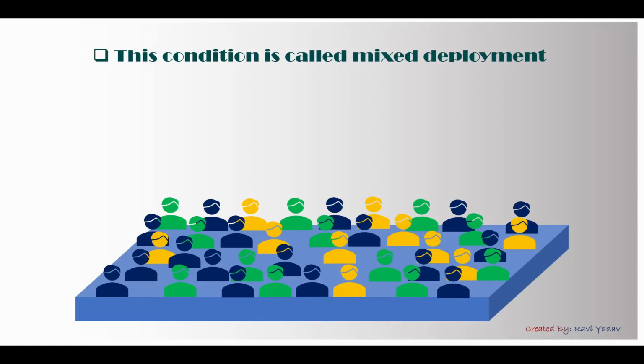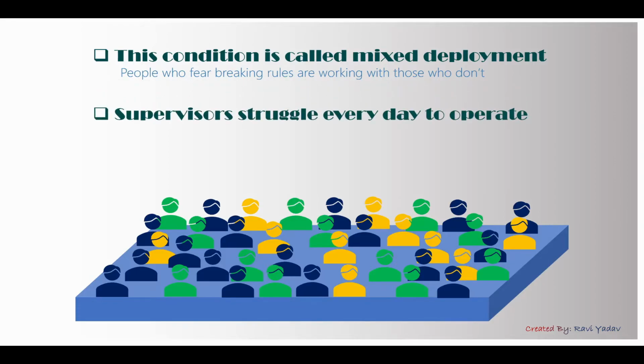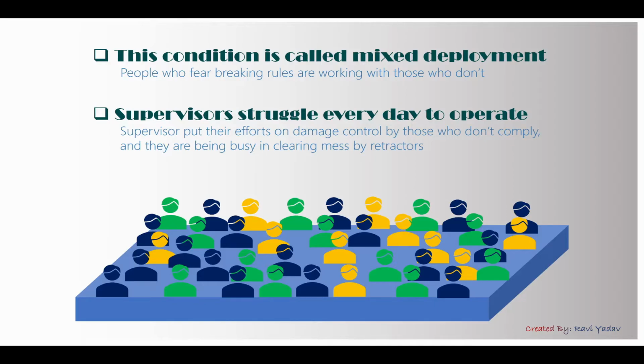This condition is called mixed deployment. People who fear breaking rules are working with those who don't. Supervisors struggle every day to operate. Supervisors put their effort into damage control for those who don't comply, and they are busy clearing the mess made by retractors. You need to create the same environment as following traffic rules in a foreign land.